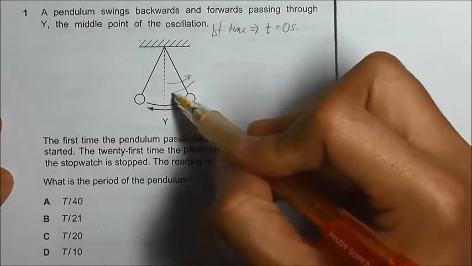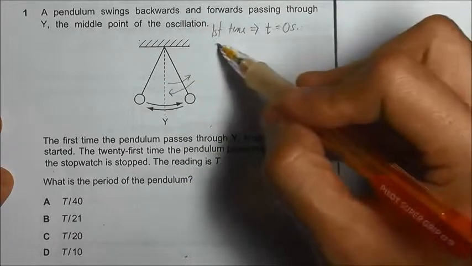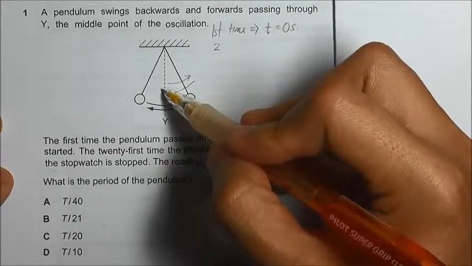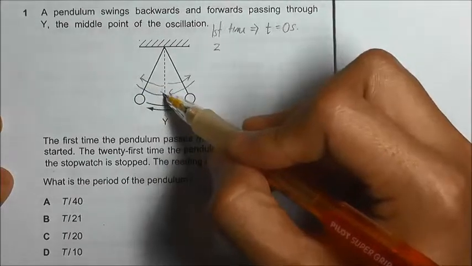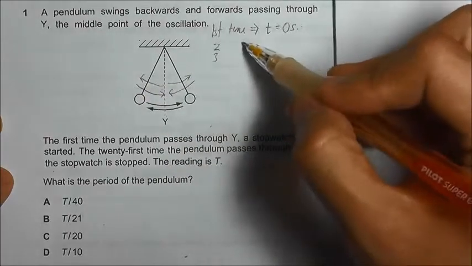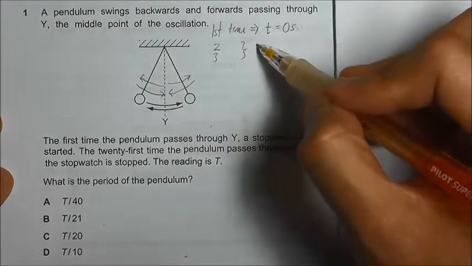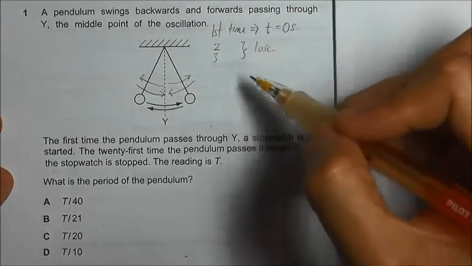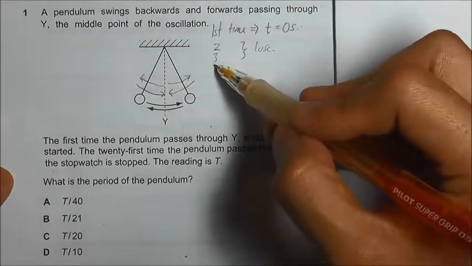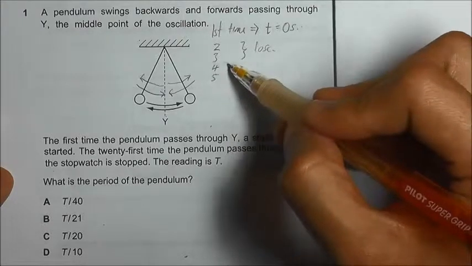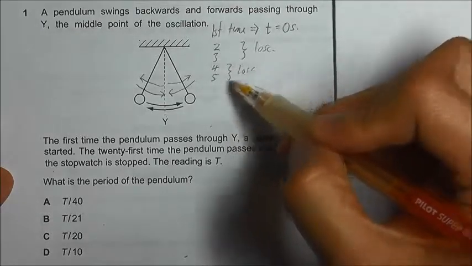Then we swing back to y for the second time. Then it will swing to the left and come back to y for the third time. So this is one oscillation. From this point onwards, every 2 times it passes through y, it will be one oscillation.